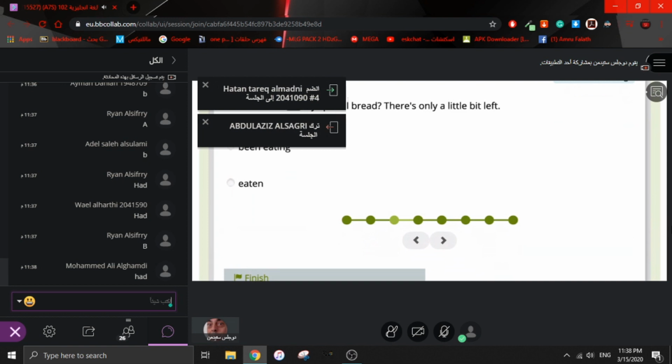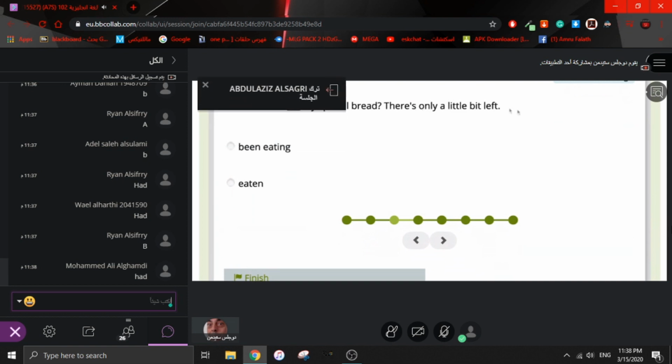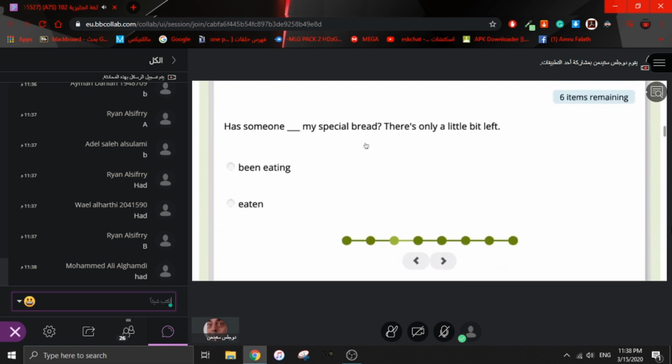Okay, I have special bread. Now there's only a little bit left. I didn't eat it. So, has someone... This one is a little tricky because it depends how you see it. Did someone eat it all at once and finish it? Or did they eat a little and eat a little and eat a little and eat a little?